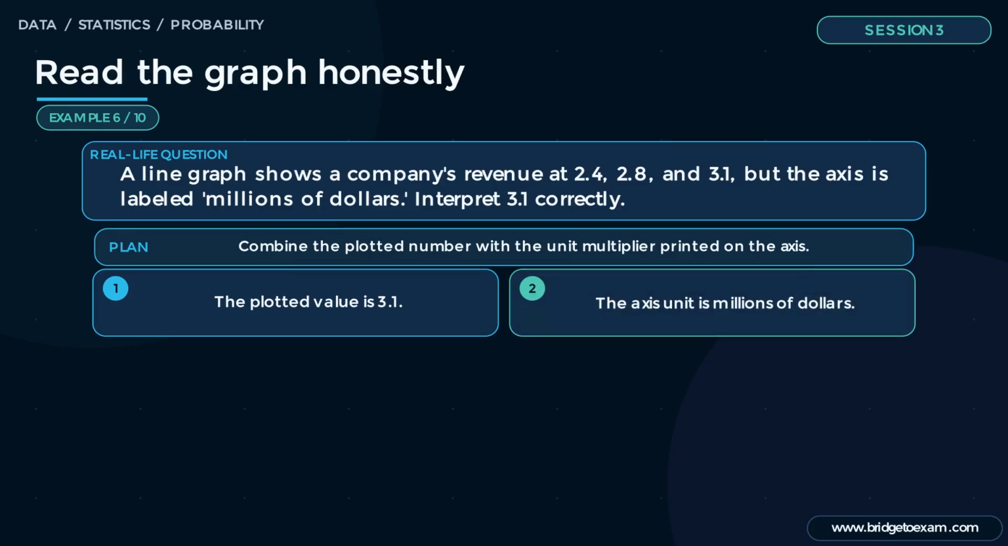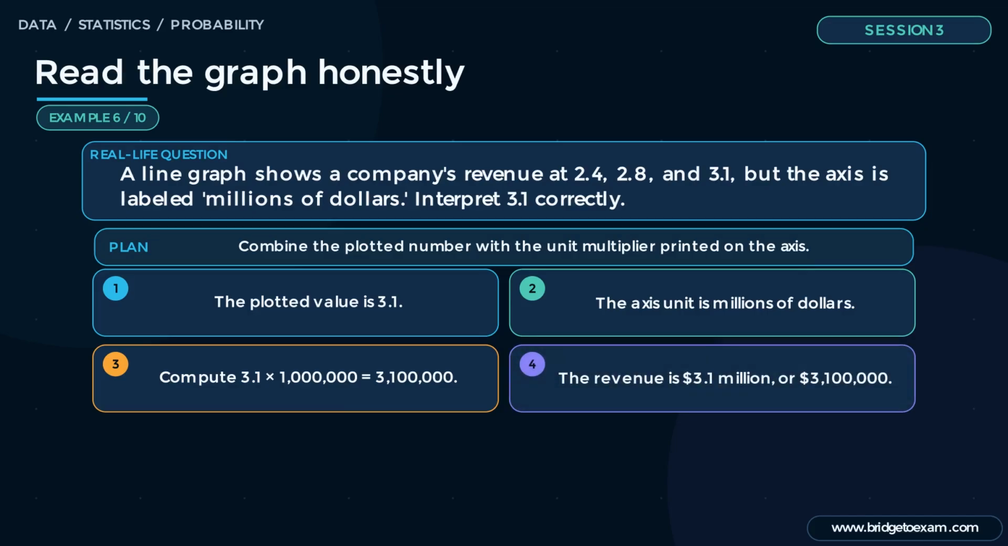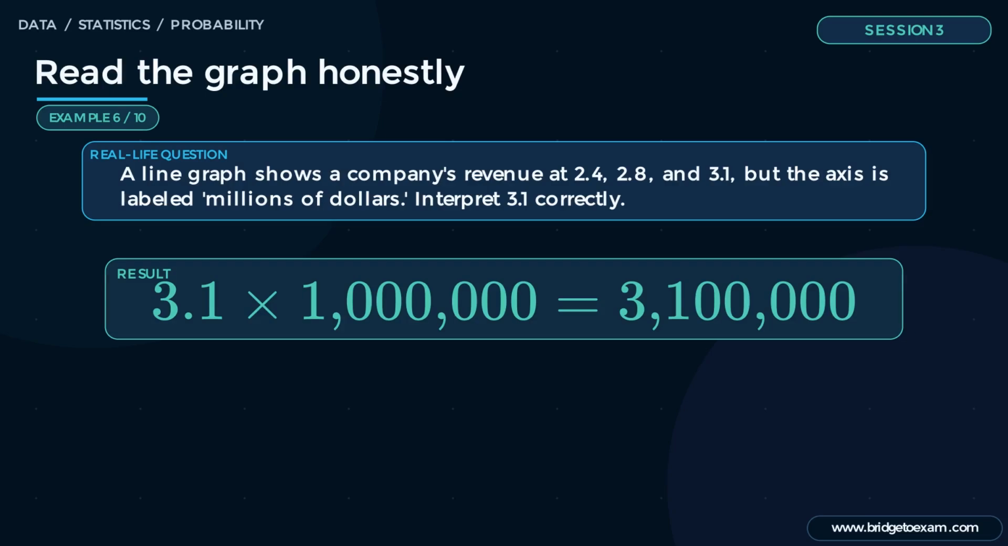Step 4. The revenue is $3.1 million or $3,100,000. Quick check. The decimal does not mean $3.10 because the axis supplies a $1 million scale. This matters in real life because financial reports often scale large values to thousands or millions for readability.